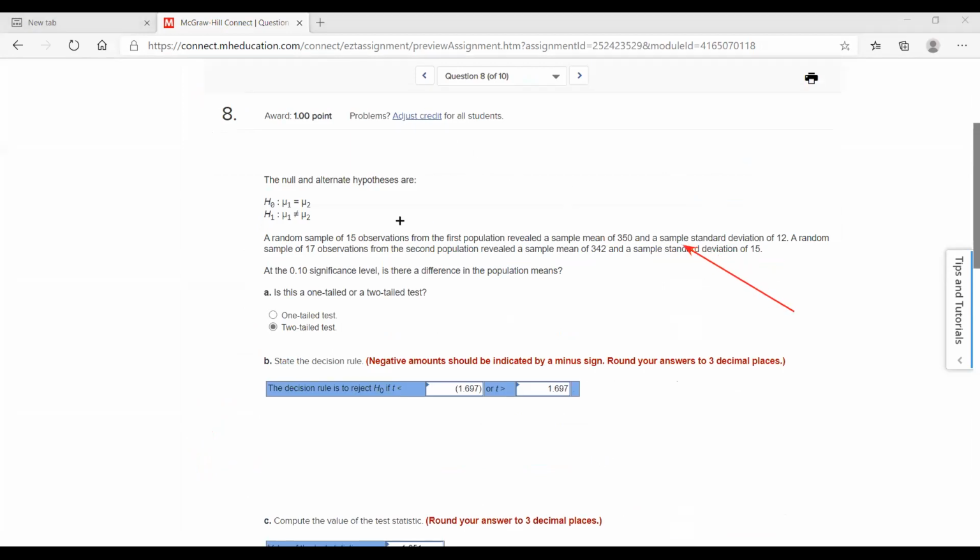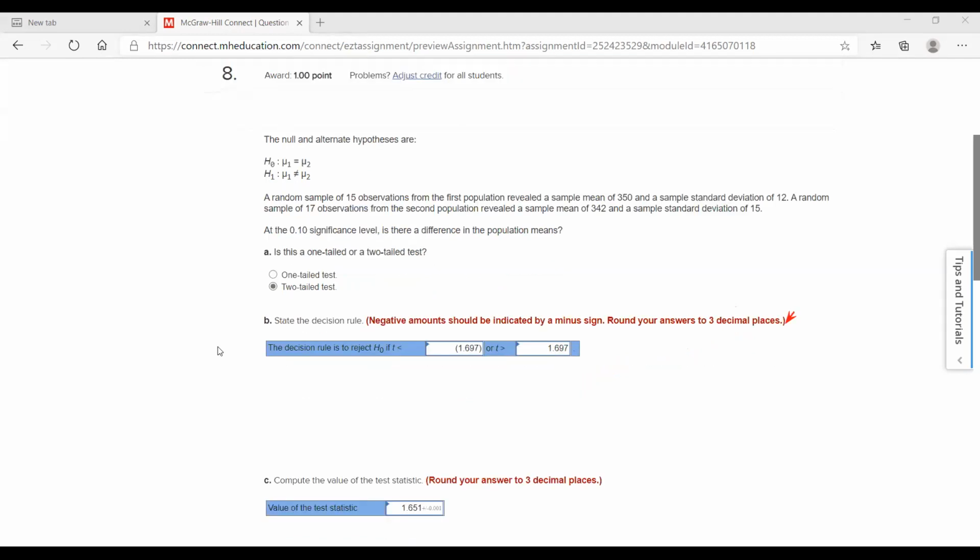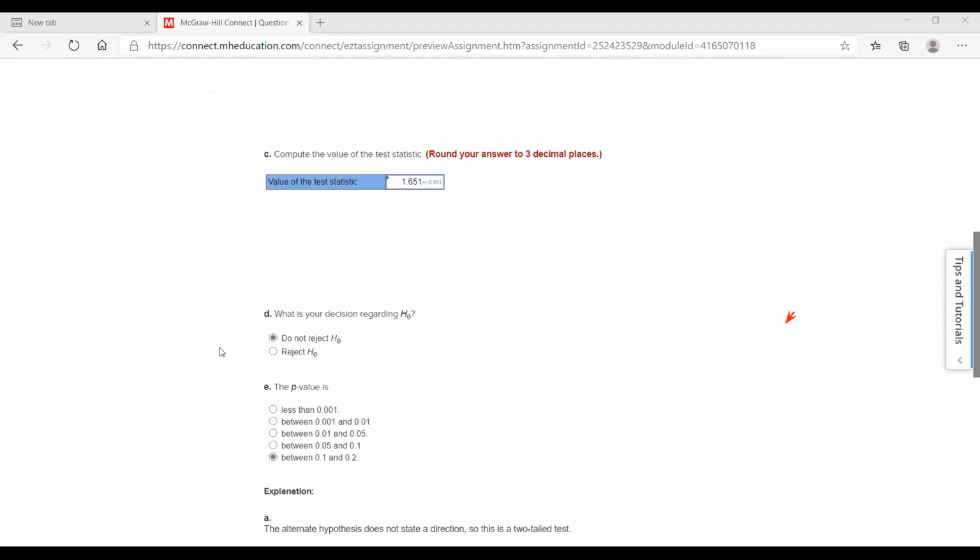So we know this is sigma unknown. They give you that it's a two-tailed test, in this case with a significance level of 0.1. You should be able to use that and the formula for degrees of freedom to find that 1.697 in your table. Okay, and once you get that, then of course you do your test stat calculation.